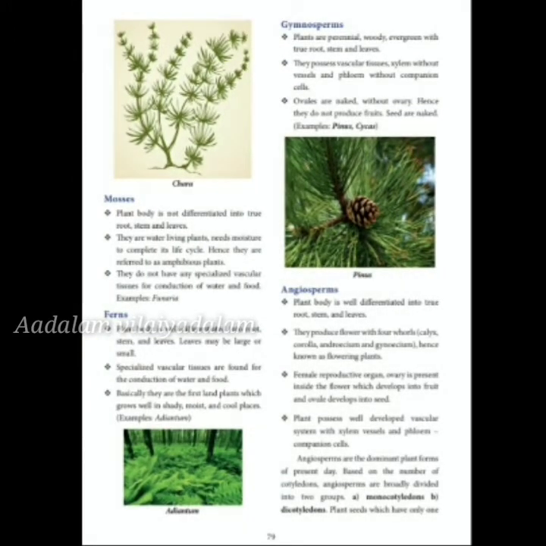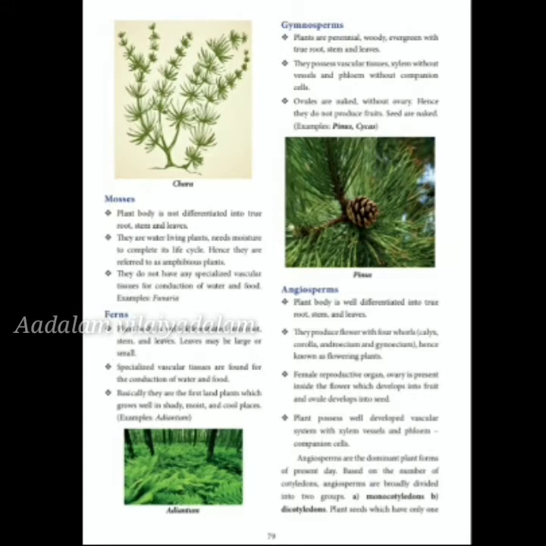Now, moss is described in detail. Plant body is now differentiated into stem and leaves. They are water living plants, need moisture to complete their life cycle, hence they are referred to as amphibious plants. Specialized vascular tissues for conduction of water and food are absent. Example of moss is Funaria.